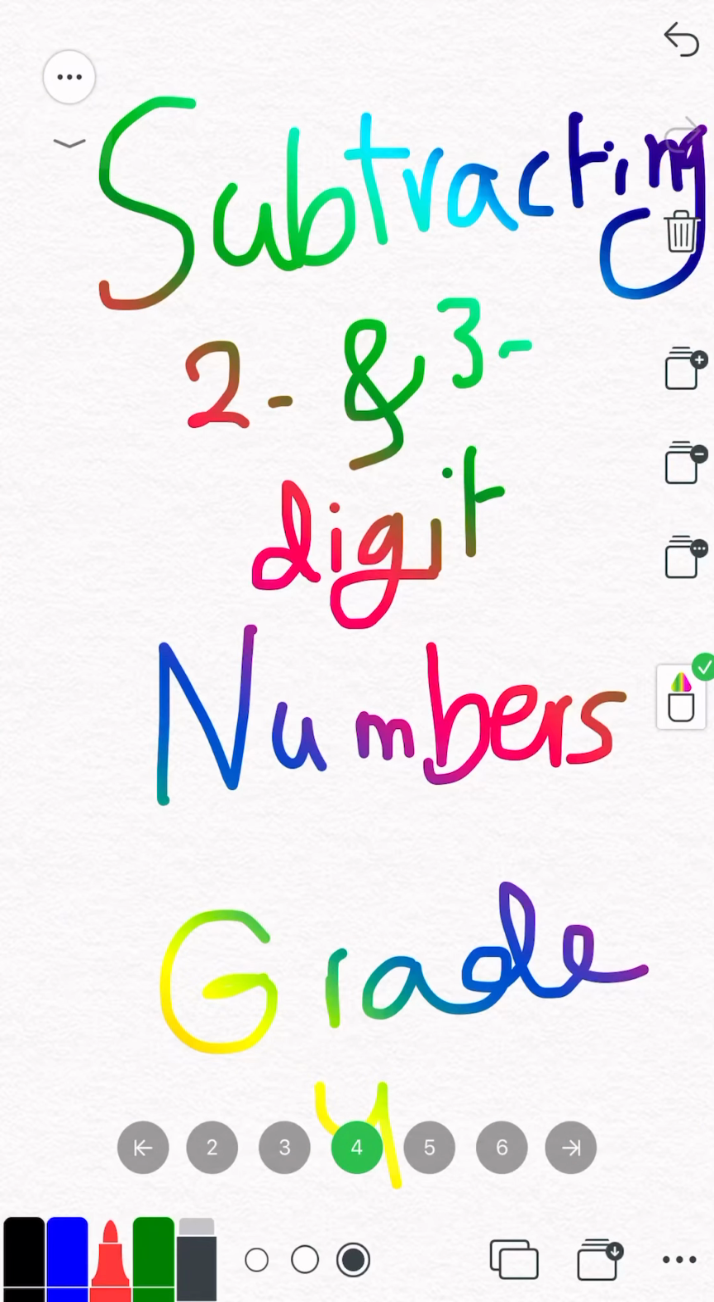Hello everyone, today's lesson is subtracting 2 and 3 digit numbers. Grade 4.